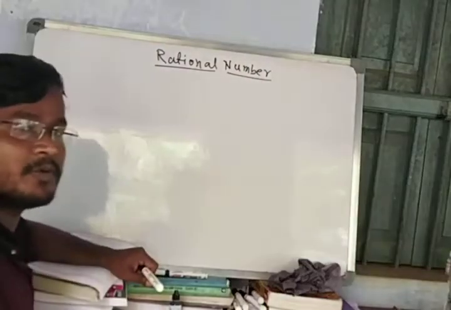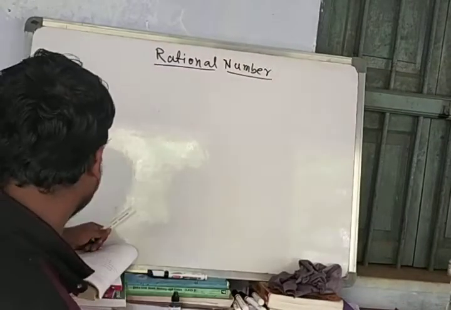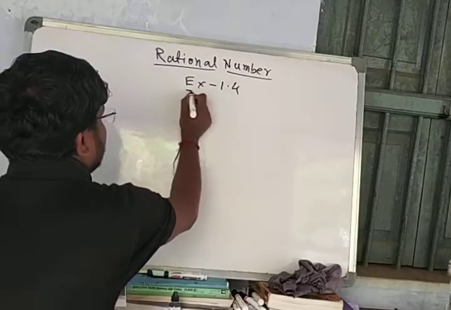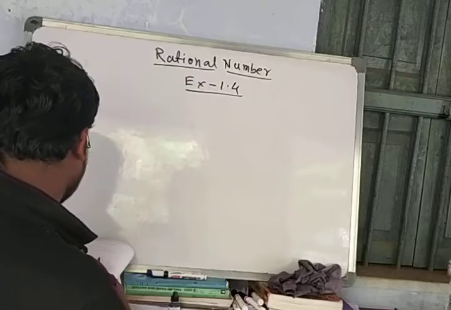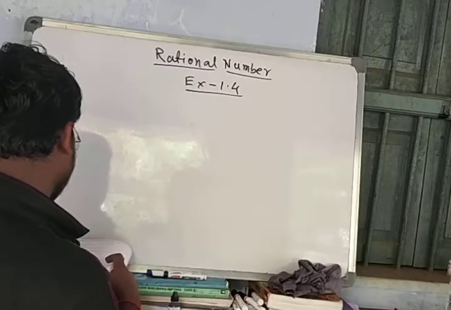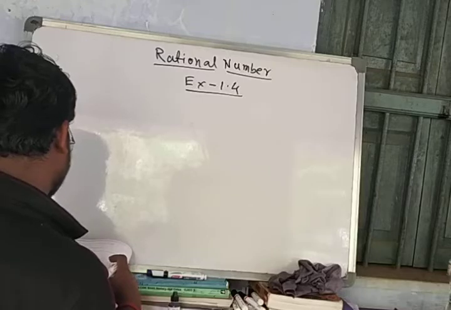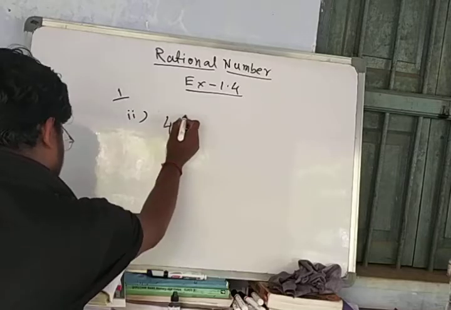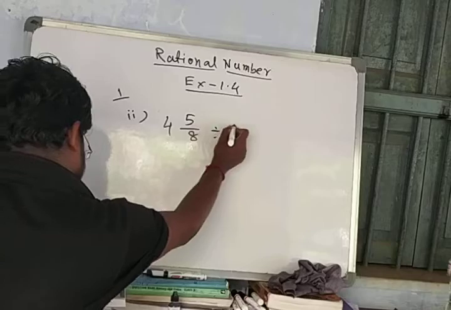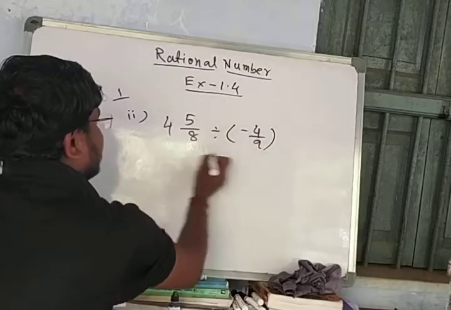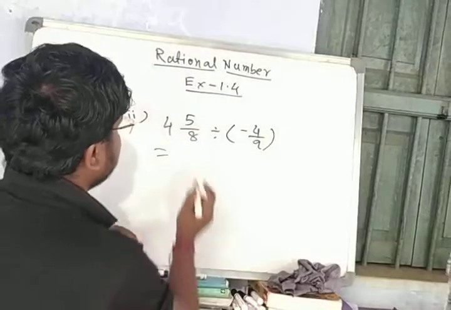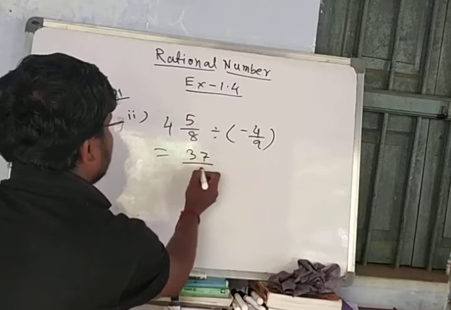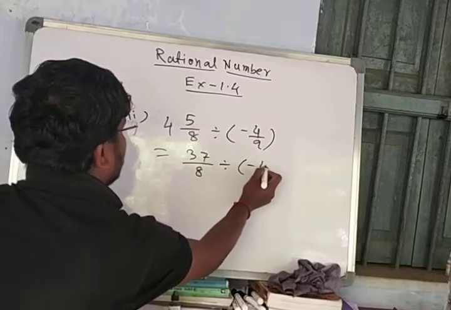It is nothing you have to do. The first one, exercise 1.4. Find the value of the following. That is 4 5 by 8 divided by minus 4 by 9. Now we have to simplify this. 4 5 8 are 32, 37, divided by minus 4 by 9.